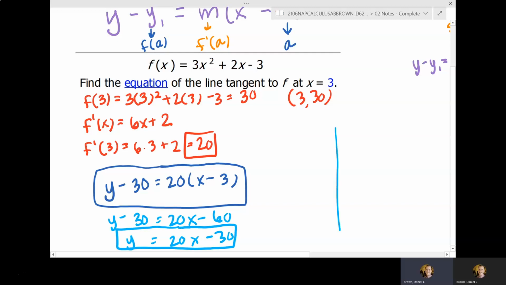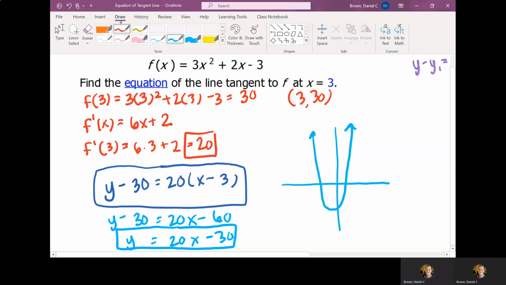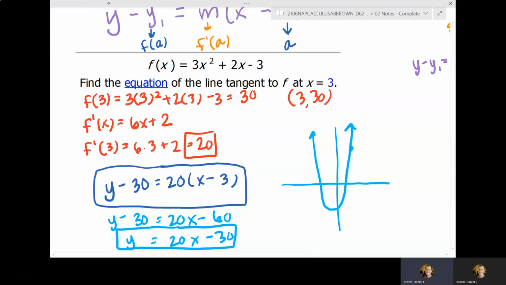Again, what you found is this is a quadratic. It is upwards facing, and we have found the line tangent to that graph at the x value of 3. So this graph looks something like this, and we have found that at 3 there is a tangent line. The point of tangency we found was at 3, 30, and the equation of that tangent line is y minus 30 is equal to 20 times x minus 3.